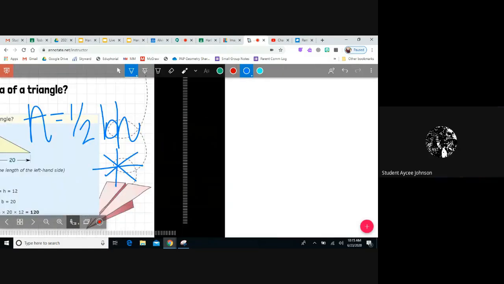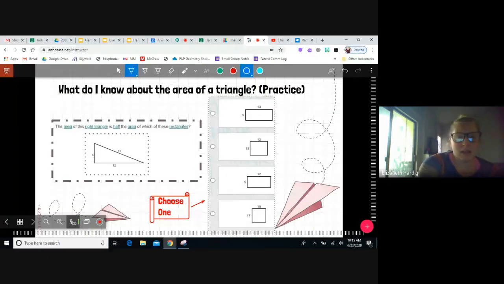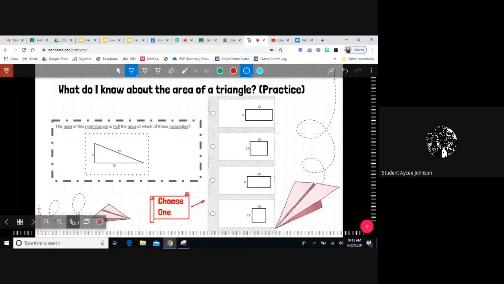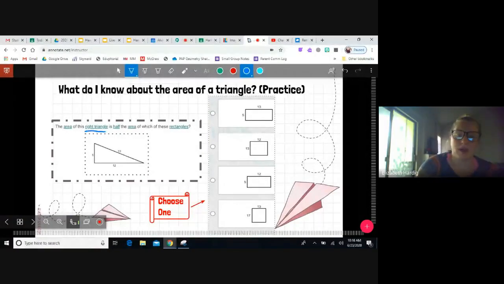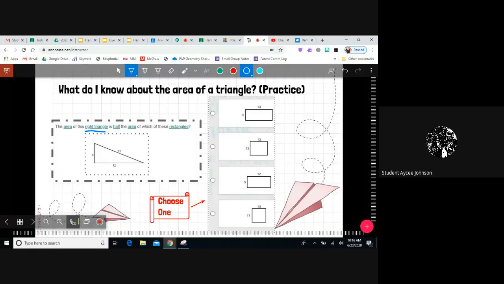Great. What should we know about the area of the triangle? So this area is a right triangle, and it's half the area of which rectangle? So if I'm looking at the triangle right here, what's the length of the base?